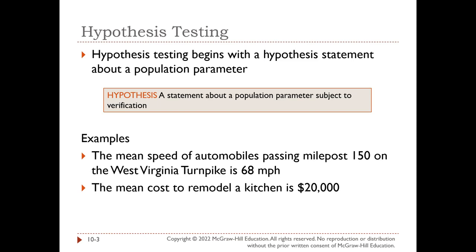So, examples that they give. The mean speed of automobiles passing milepost 150 on the West Virginia Turnpike is 68 miles. We'll have to test it. The mean cost to remodel a kitchen is $20,000. Wow, 20 grand. But again, we would have to test it. We have to have samples to actually test these hypotheses that we have come up with. And we've done it kind of this way, but now we're going to dive even deeper into it.